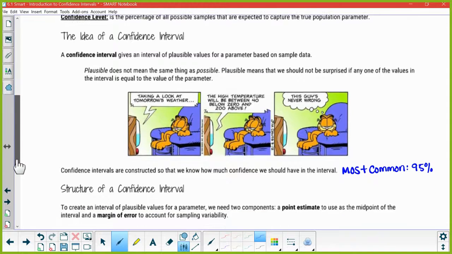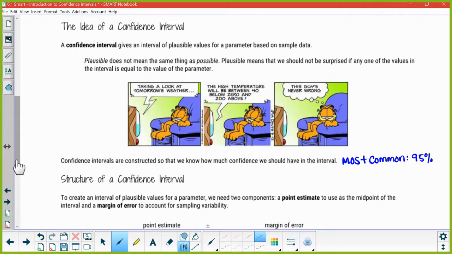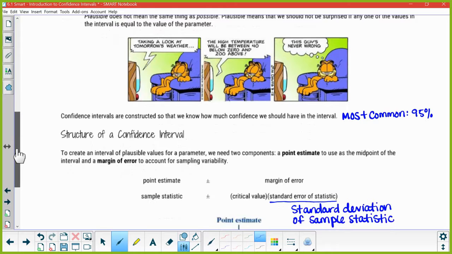And a nice little comic we like to show when we talk about confidence intervals is Garfield. It says, taking a look at tomorrow's weather, the high temperature will be between 40 below zero and 200 above. Well, yeah, he's pretty confident that somewhere in that interval, that's going to be the temperature. And that is a very wide confidence interval. Their confidence level is really high because their interval is so wide. And Garfield says this guy's never wrong because his interval is huge.